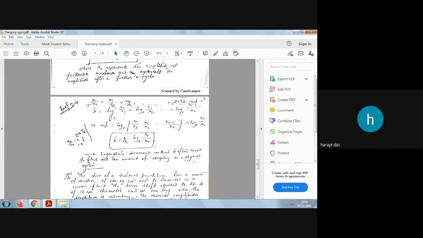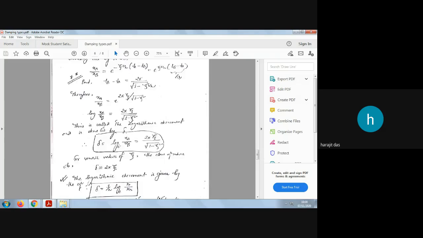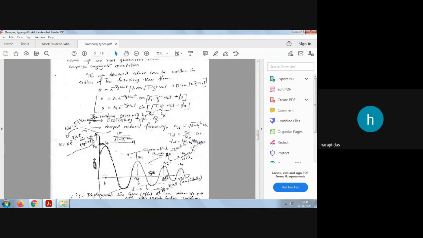From this expression you will be able to find the zeta value, isn't it, if all these ratios are given, x a is given, x b is given. So if other terms are given you will be able to find zeta, the damping factor value. This is the representation for linear under damped vibration.